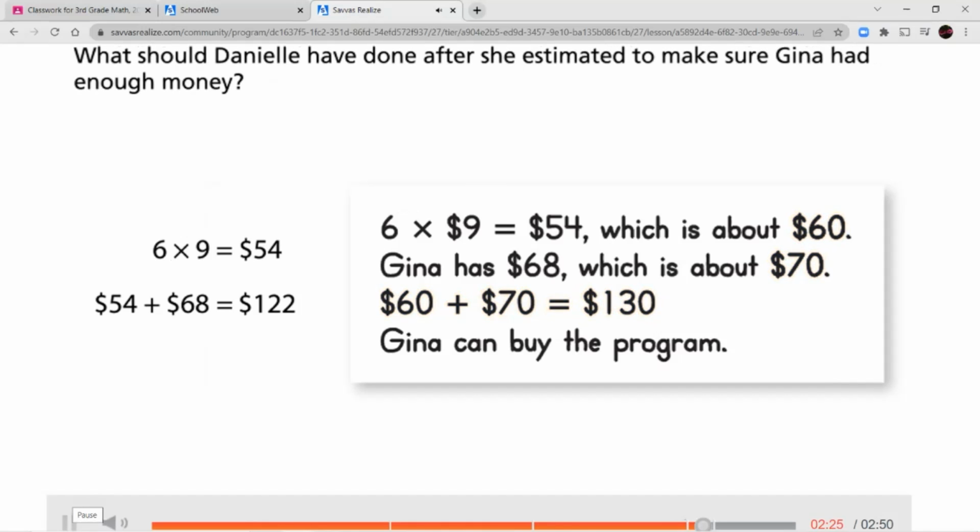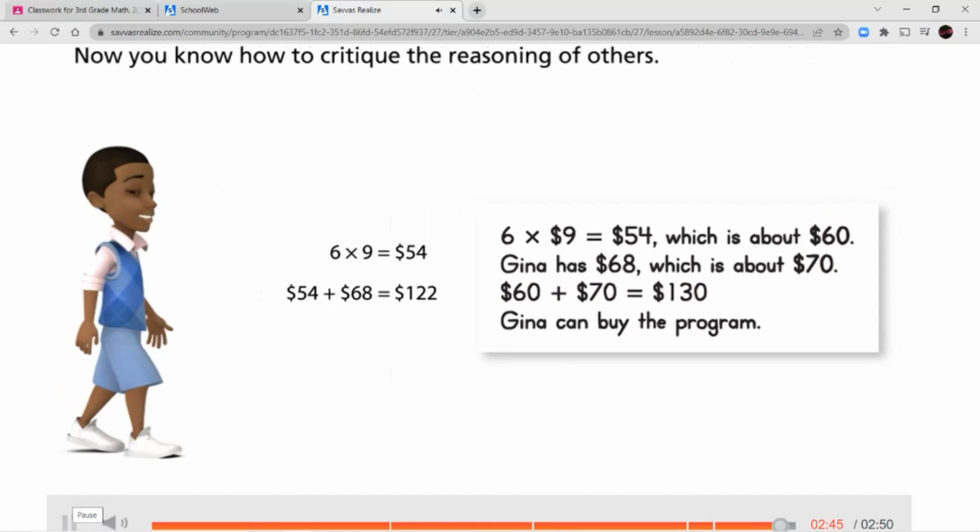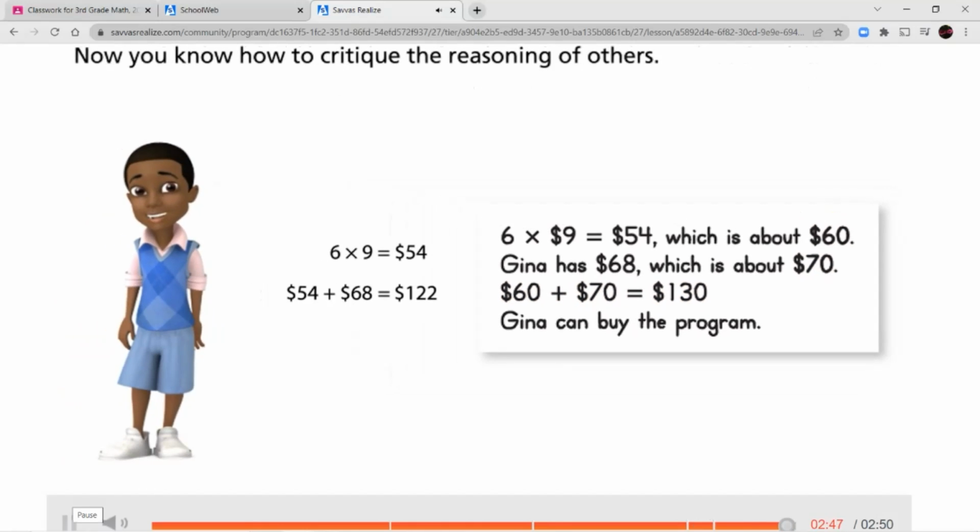What should Danielle have done after she estimated to make sure Gina had enough money? Danielle should have done the exact calculations. Because she rounded each amount of money up, she should have realized that her estimate was greater than the exact amount of money Gina actually had. Now you know how to critique the reasoning of others. Great job.